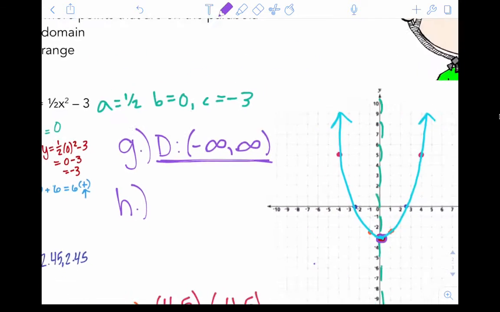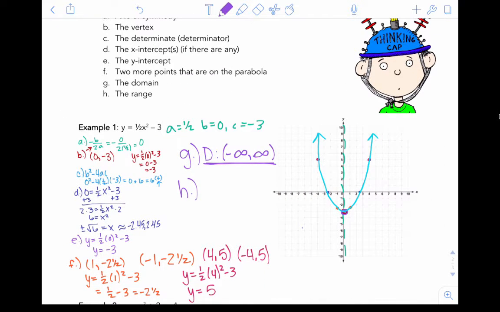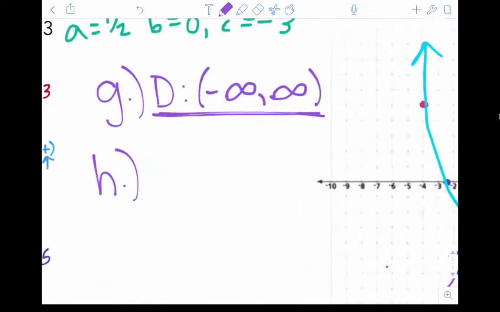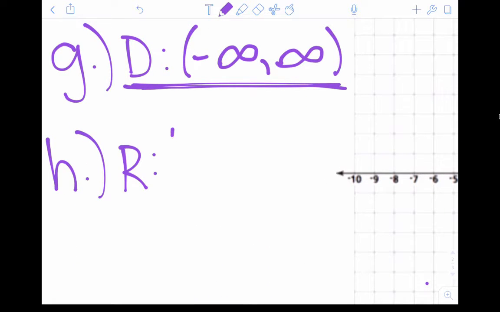Now the range, I need to look at this. I need to figure out if I have a maximum or minimum. And I have a minimum. I have a lowest point. And so looking up and down, my range is going to start from the lowest point and it's going to go up to infinity. Well, the lowest point, once again, I'm looking up and down, so I need to look at the y value. This lowest point is at -3. So my range starts at -3 and it continues up to infinity.